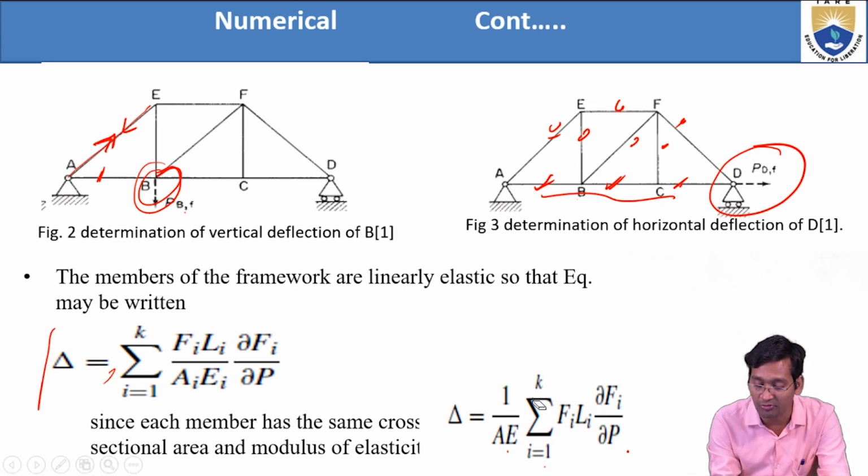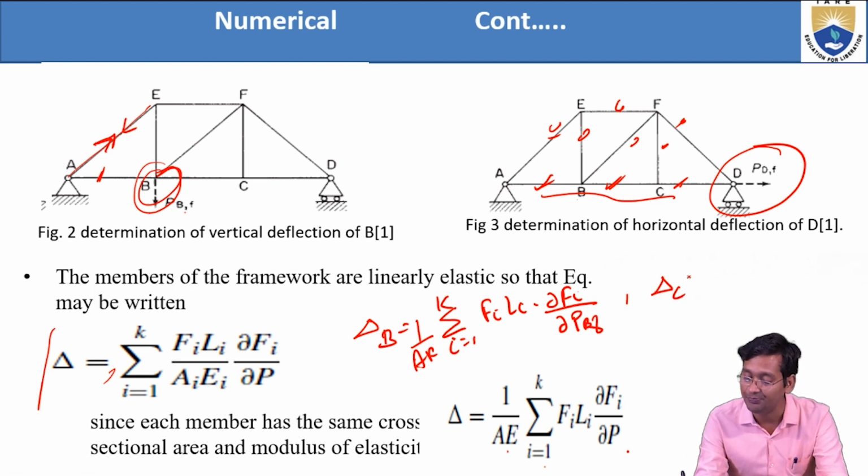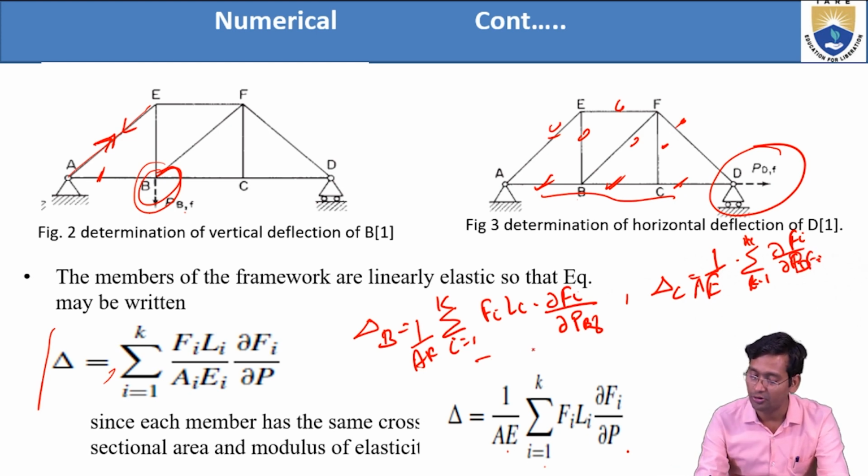So according to our condition, what will be delta B? Delta B will be equal to sigma i equals 1 to K, here 1 by AE, right? Fi, Li into dou Fi by dou PBF. This is for delta B. And for delta C, this will be 1 by AE into sigma i equals 1 to K, del Fi by del PDF.